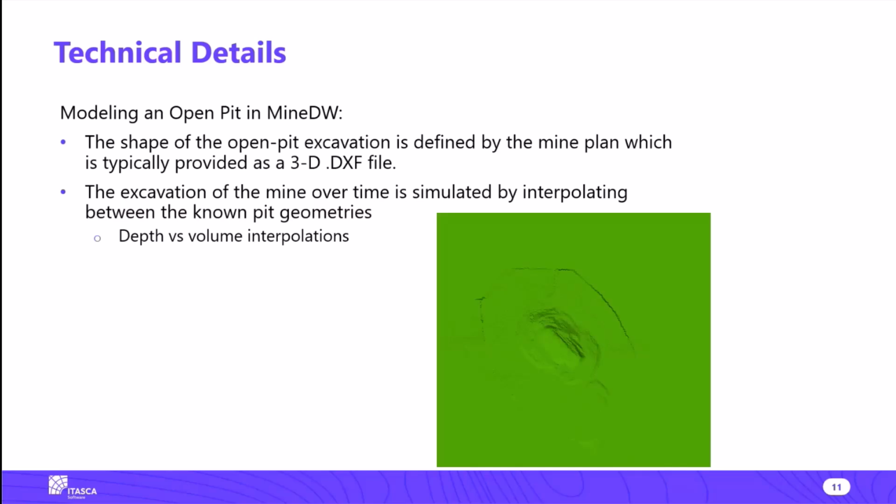When creating a mine plan, there are two options for interpolation: depth and volume. When choosing depth interpolation, the excavation will occur downward and outward simultaneously, whereas the volume interpolation will only move downwards instead of outwards, with the rates defining the amount of volume excavated.